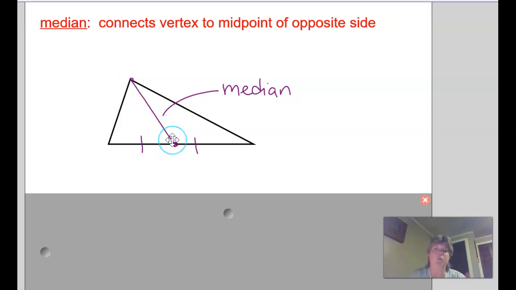So you should focus more on median than you do Cevian. Cevian is not a term that you're going to need to be able to come up with, but you should know what it means if you see it. But median is a term you may need to come up with on your own, but you definitely need to know what it means. So that's our first special Cevian.